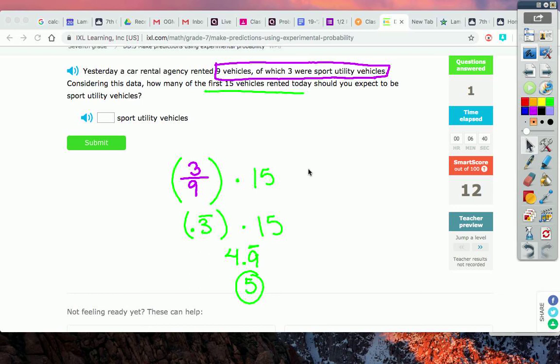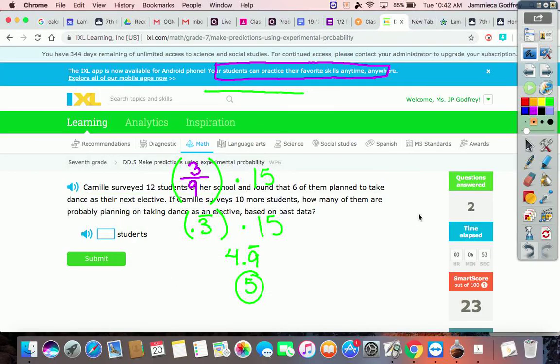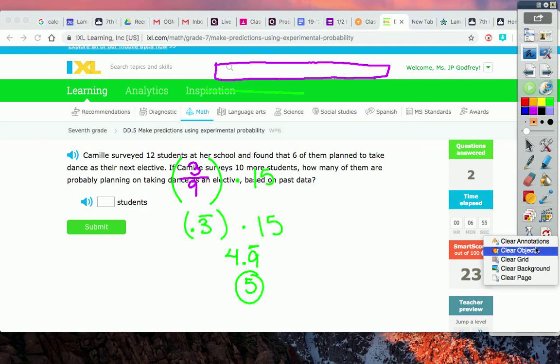All right. Let me take a little screenshot of this. Bear with me while I do all the stuff in the background. We're going to put 5 right here. I'm going to do one more with you all, and then we're going on to look at DD6.